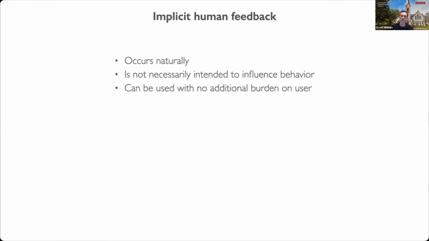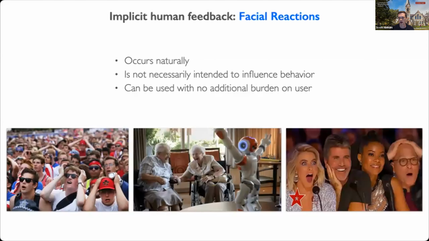And so one type of feedback that we've been looking at in order to do this is what we call implicit human feedback. And this is feedback that rather than being explicit, saying like, do you like A or B better, just occurs naturally, isn't necessarily intended by the person to influence behavior of the agent, but just naturally happens and can be collected and utilized without any additional burden on the user. And so one example of this is facial reactions. If you just watch people's faces as a robot or another agent does things in the world, you can get a pretty good sense sometimes of how people feel about the various things that an agent does.